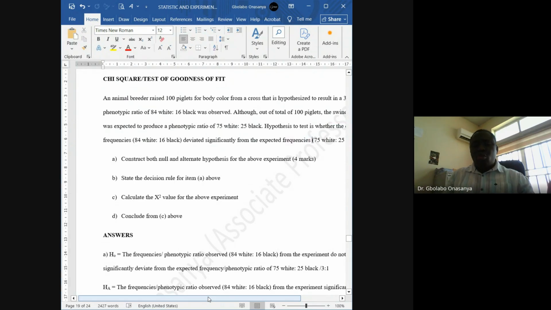Like I told you, we use chi-square to establish whether a population is at Hardy-Weinberg equilibrium or not. The hypothesis to test in that situation is that there is no discrepancy between the observed and the expected. That is the null hypothesis. The alternate hypothesis will be that there is a discrepancy between the observed and the expected.